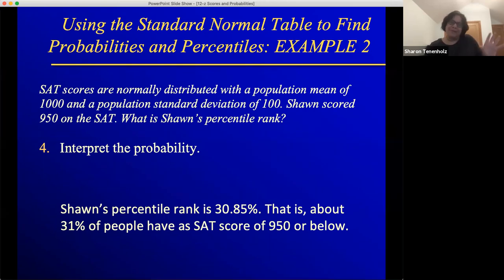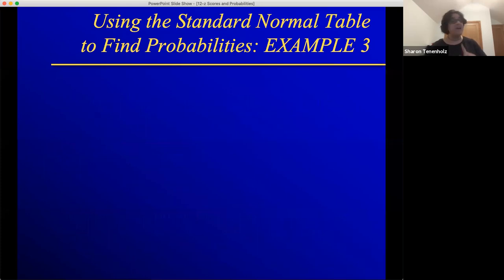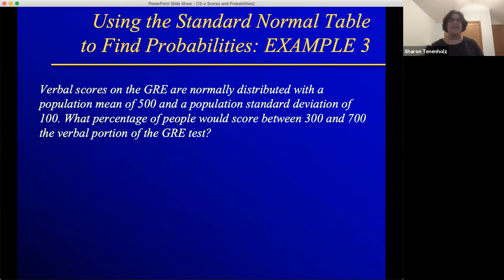And this one will be a little bit of a different probability calculation, not actually a percentile rank, but we will do much the same thing. Verbal scores on the GRE, the Graduate Records Exam, are normally distributed with a population mean of 500 and a population standard deviation of 100. What percentage of people would score between 300 and 700 on the verbal portion of the GRE test?